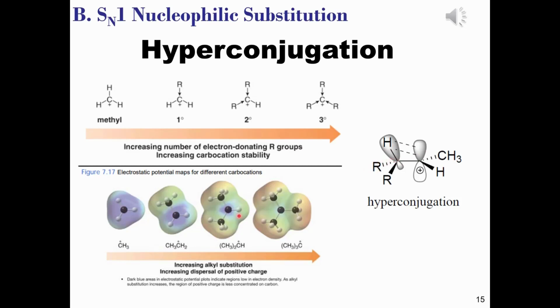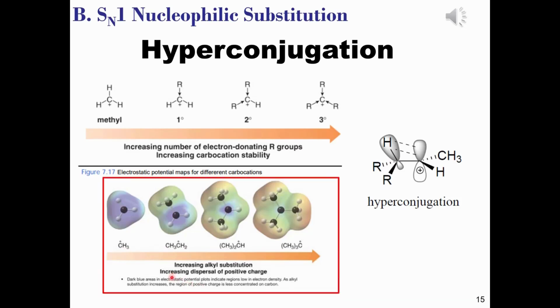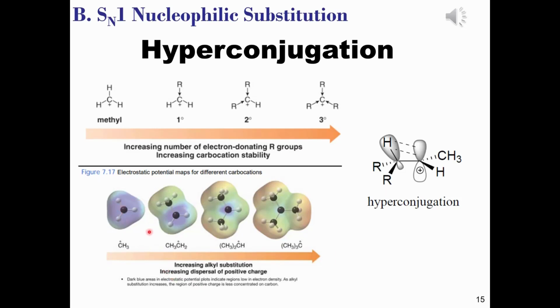p orbital delocalizes the positive charge, and we can see this in the electrostatic potential map for different carbocations. The high region of positive charge is localized on our methyl cation, and so this is not very stabilized. Anything that can cause the positive charge to be dispersed or delocalized, either through hyperconjugation, inductive effects, or resonance, causes a system to be stabilized. And we can see that this region of blue decreases with the increase in alkyl substituents.